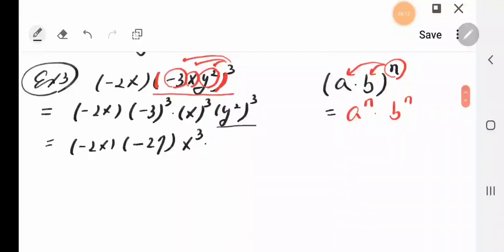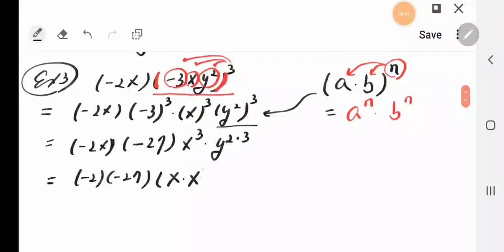For this last part, this is the power of another power, so we will use this property here. So that will be y to the, multiply these two exponents, 2 times 3, it will be 6. Let's put like factors together. So negative 2 times negative 27, in parentheses, and then put x together, so x times x cubed, and then y is 2 times 3 is 6, so write down 6.